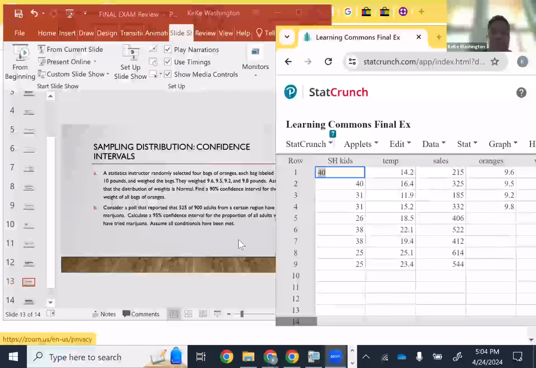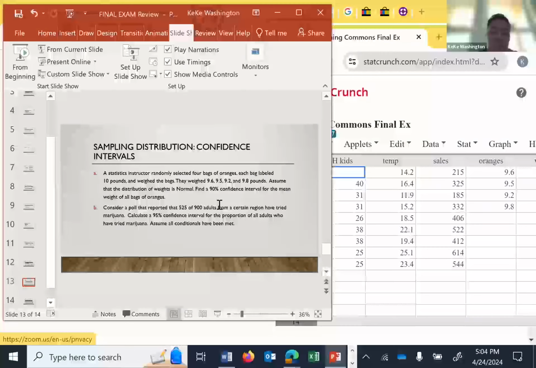Okay, so once it's entered, it says, all right, assume that the distribution of weights is normal. Remember, this is a means problem because we're dealing with numerical values. So remember the conditions say random selection, does say so. Second condition, large enough sample. I only have a sample of 4, but it tells me that my population distribution is normal because it says the distribution of weights. That refers to all weights, that refers to the population. So because that's normal, I can have a small sample size and still be able to calculate a confidence interval.